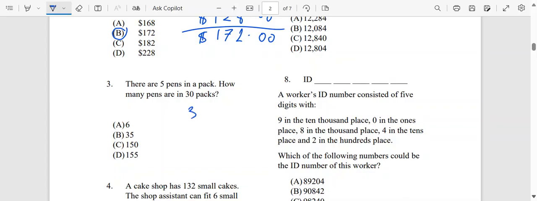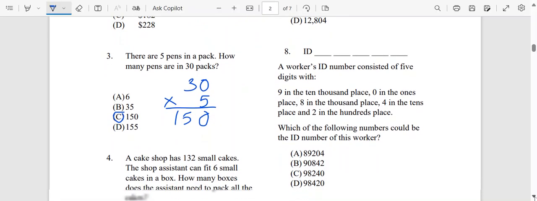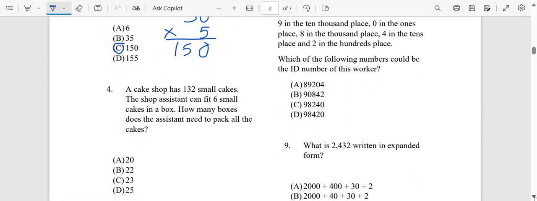So let's find out. So we have 30 and we are multiplying by 5. Anything multiplied by 0, we are left with 0. And we say 5 times the 3, all right, which is 15. So there we go. Our answer is C for that one. Let's look at number 4.